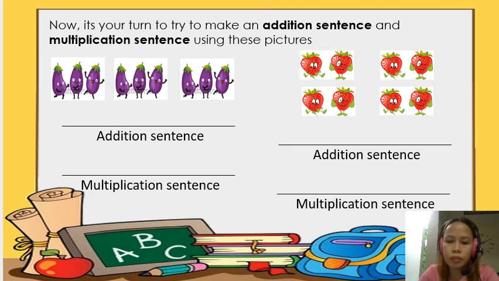After you have answered this activity, you give it to your parent and ask them to submit it to me the next time we meet.